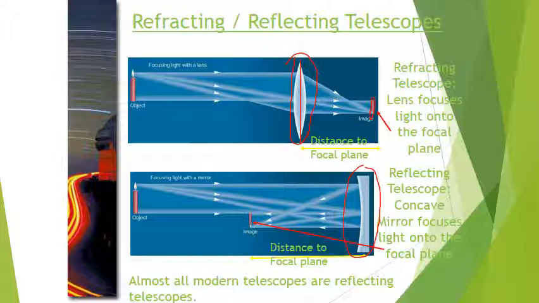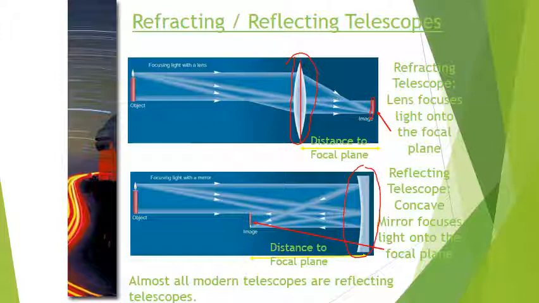Reflectors and refractors both do the same thing. Essentially, they focus light. Almost all modern telescopes are reflectors, and there are several reasons for that. First of all, with a lens, you have to support it because the light has to pass through it. You can't block the lens. You can only support it on the outsides.